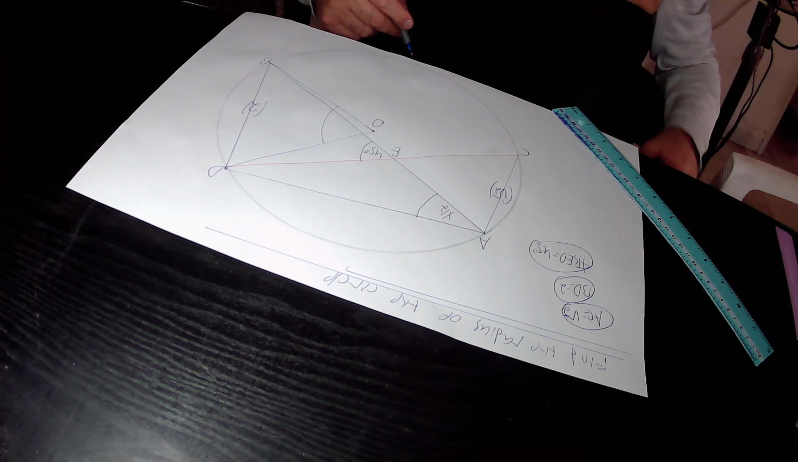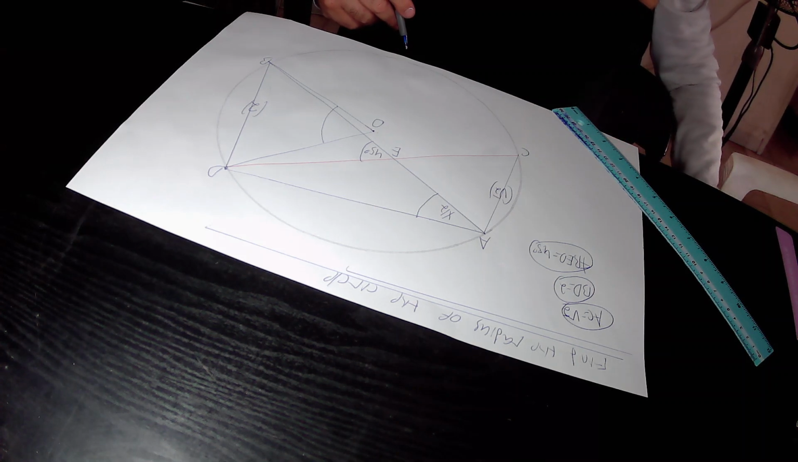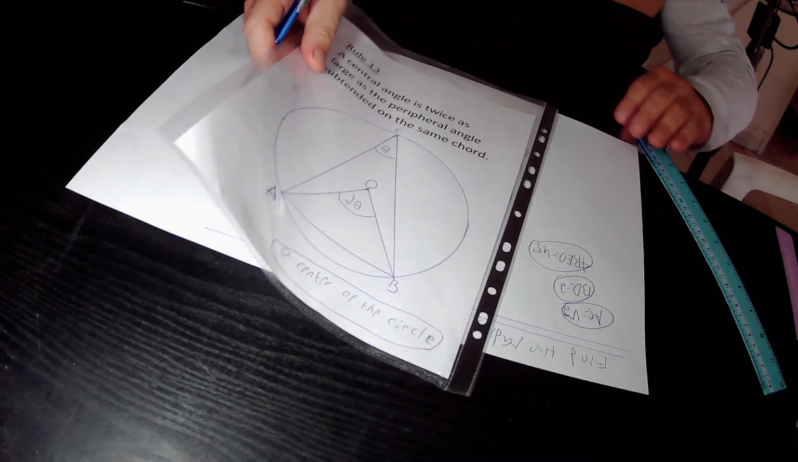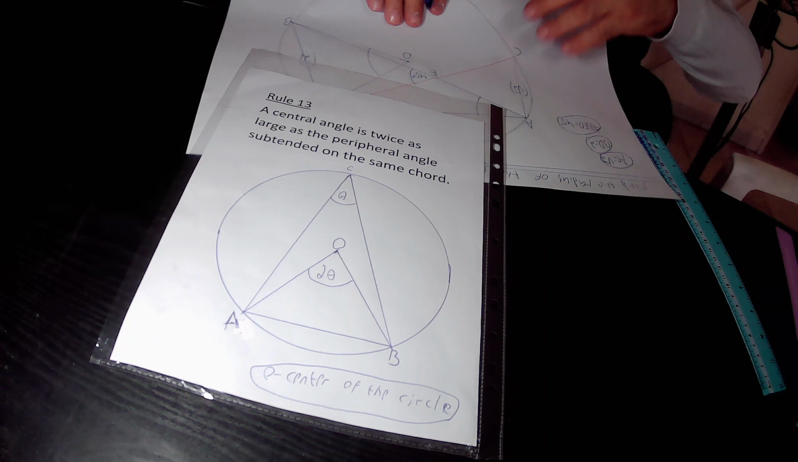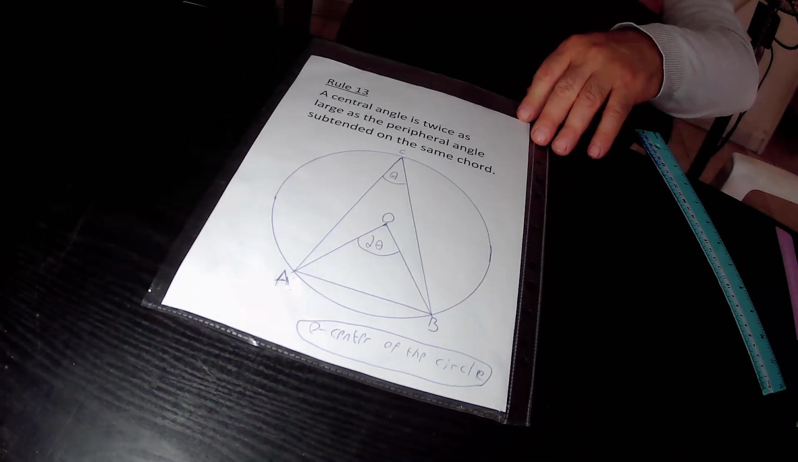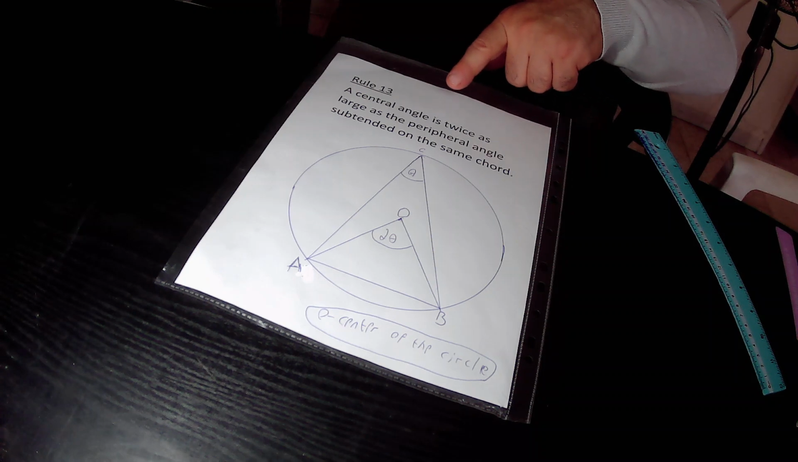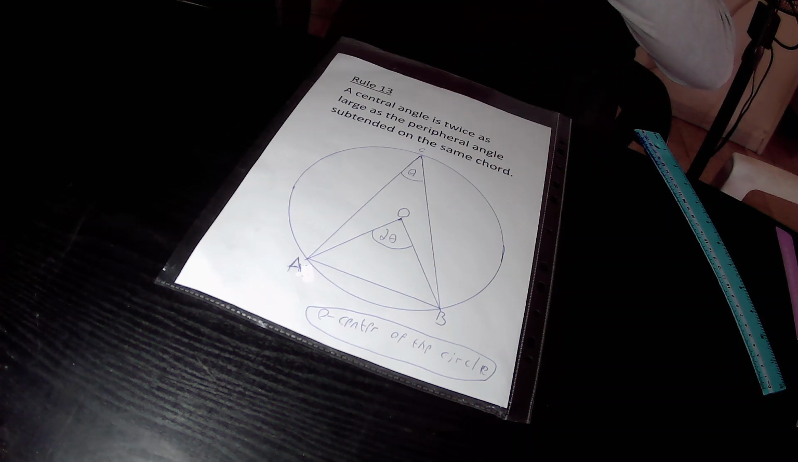Okay, so here we can implement rule 13. I'll repeat quickly on rule 13. According to rule 13, a central angle is twice as big as the peripheral angle subtended on the same chord.